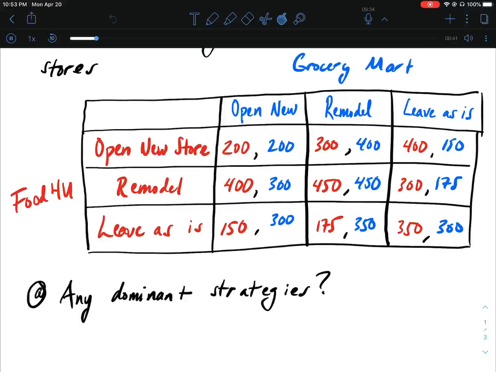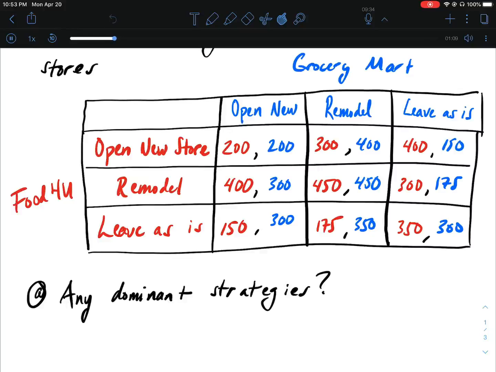So the first question asks if there are any dominant strategies. In order to figure out whether or not there are any dominant strategies, first we should play the game like we normally would for any normal form game. What does that mean? That means that we're going to go through and solve for each option that both of the firms has.